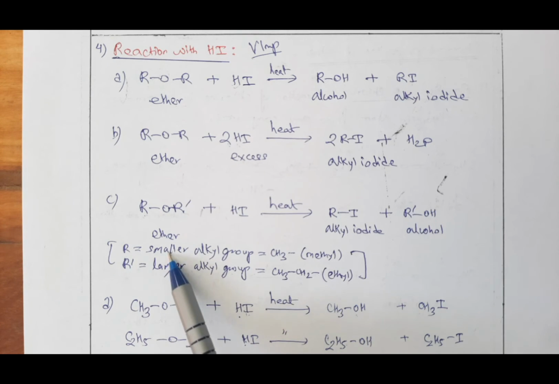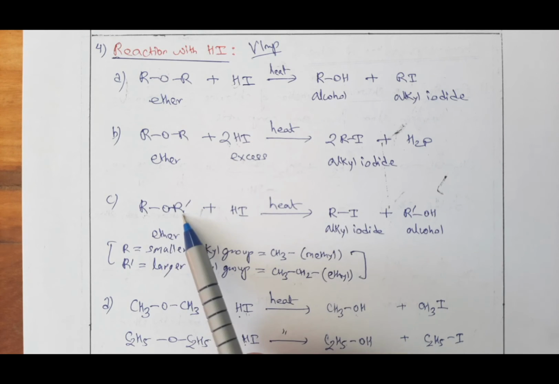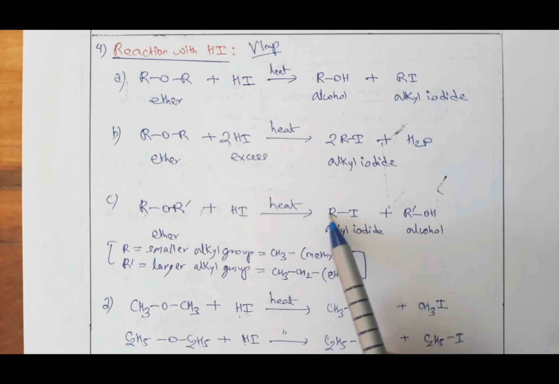R means smaller alkyl group, like methyl, formula CH3. R dash means larger alkyl group, that is ethyl, CH3CH2. This is the smaller alkyl group, this is the larger alkyl group. So always remember, between hydrogen and iodine, iodine size is larger. In group 17, you know the halogen size increases as we move down, so iodine size is larger. Since its size is larger, it will take the smaller alkyl group. And in these two, which is the smaller alkyl group? R. So R will go with I to form RI.